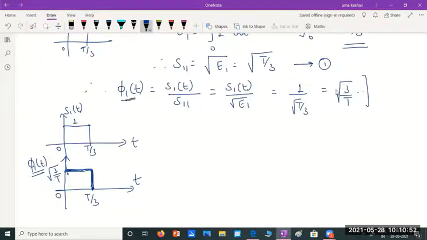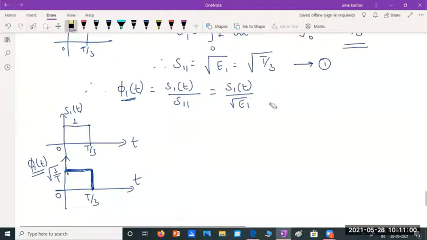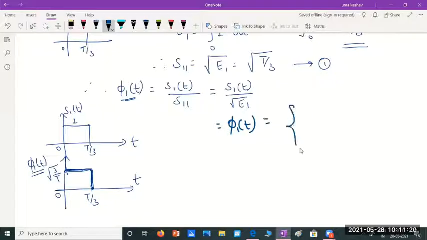Remember this is in the interval. I will not say phi1 of t is just this. Phi1 of t is found like this. I can remove this, since it is only for calculation to draw the waveform. If I write it like this, it will look like phi1 of t itself has that value. But remember, the value of phi1 of t changes. Phi1 of t has the value root 3 by t when t lies between 0 to t by 3, and it is 0 elsewhere. Something like this you should write.